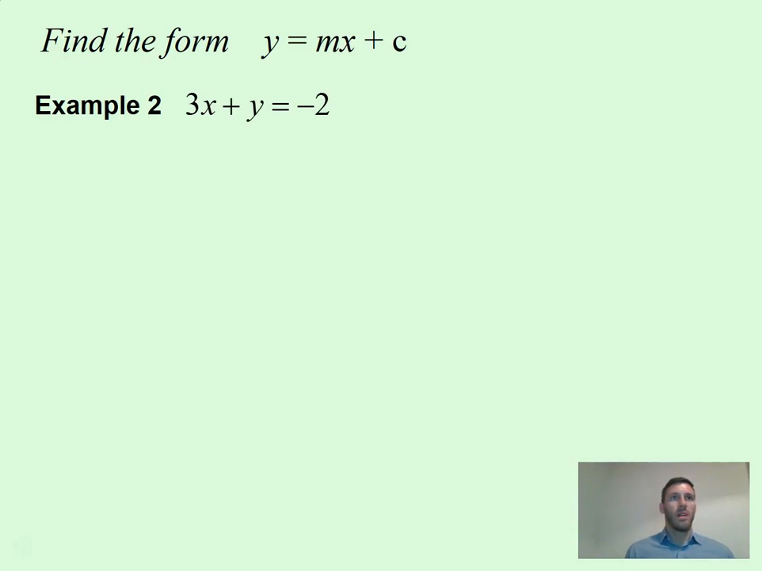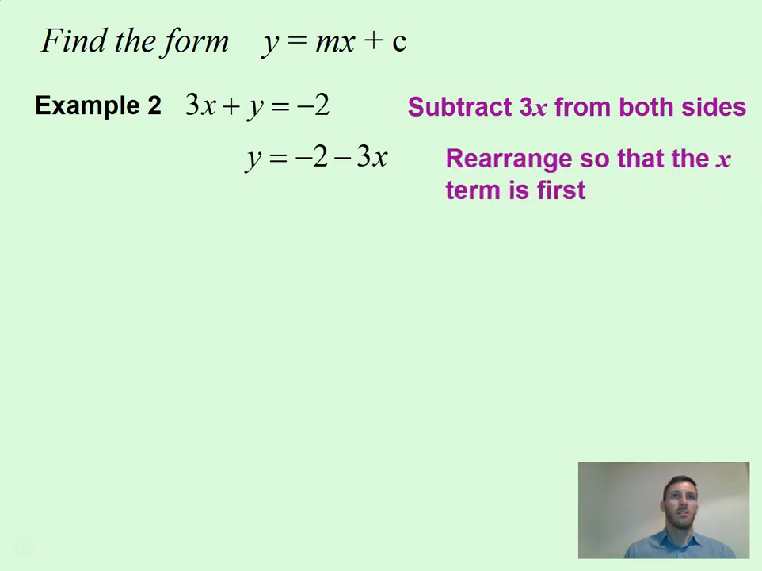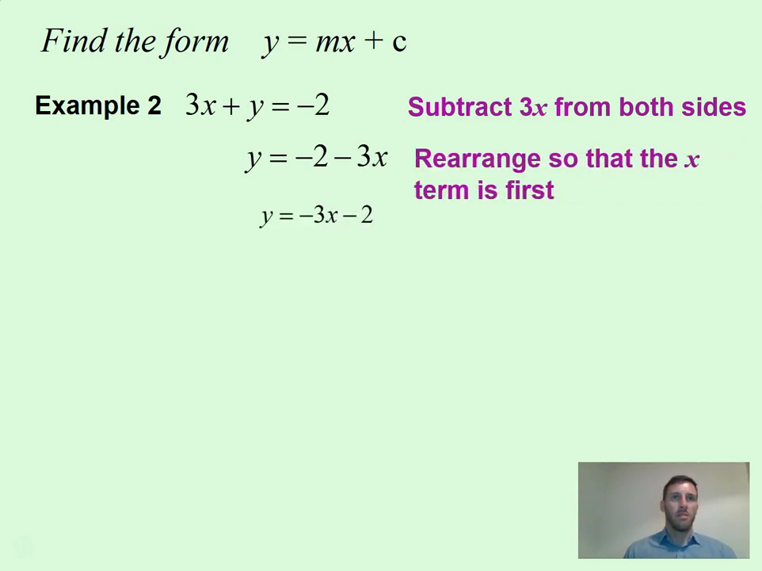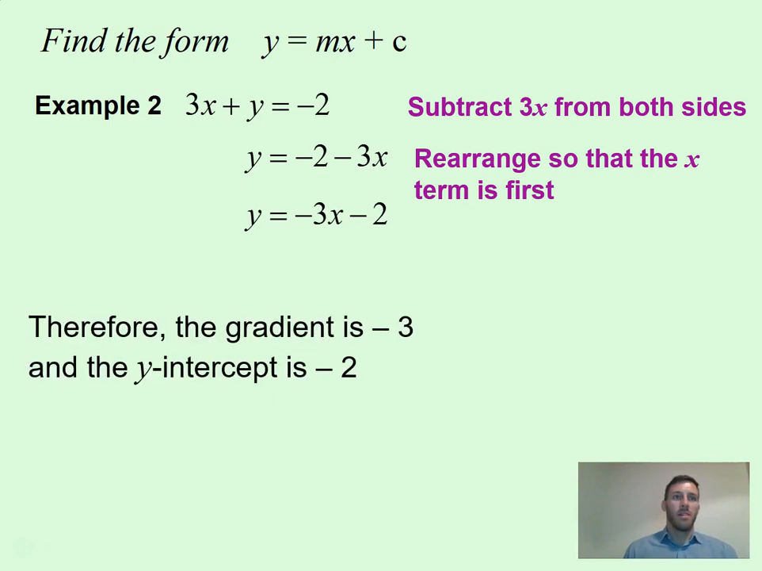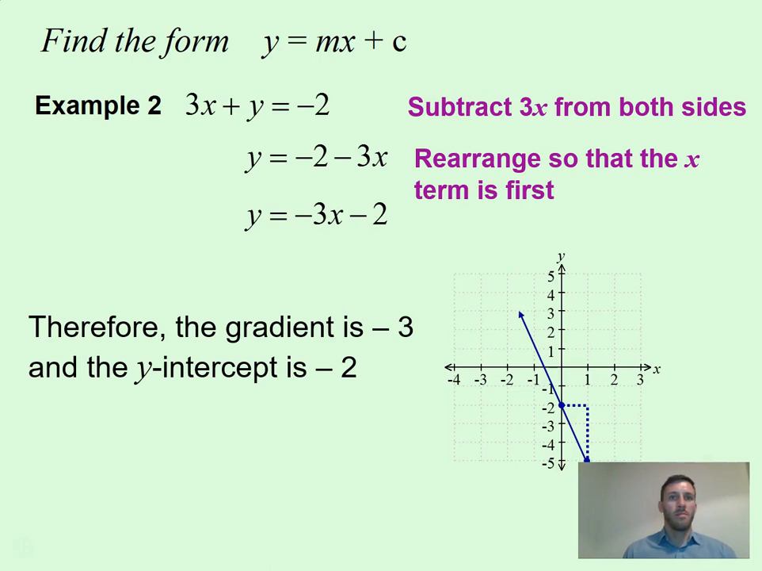Again, let's rearrange the general form to the form y equals mx plus c. Subtract 3x from both sides, rearrange so that x is the first term, and there you have it. The gradient is -3 and the y-intercept is -2. And you can plot that line.